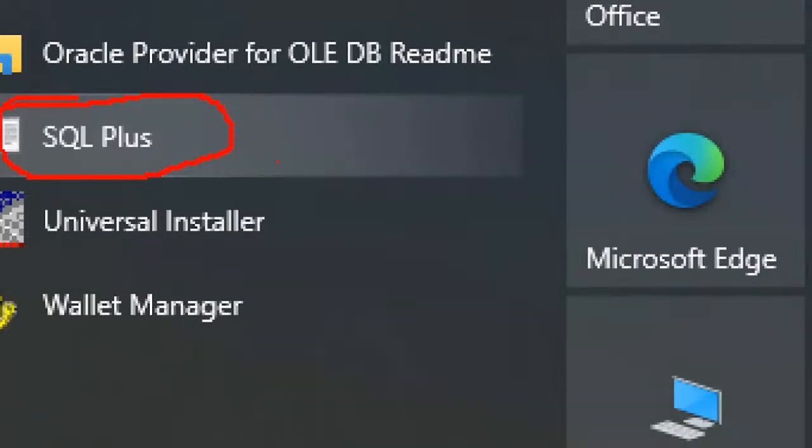This is a default tool. Again, SQL Developer is a tool that is there. That is a GUI tool. That tool also you can install, not a problem.